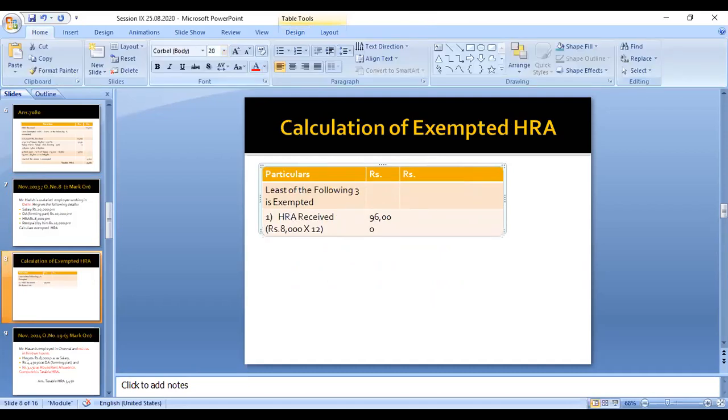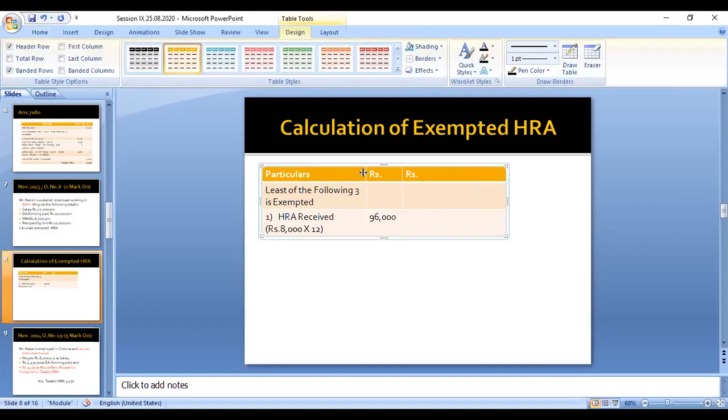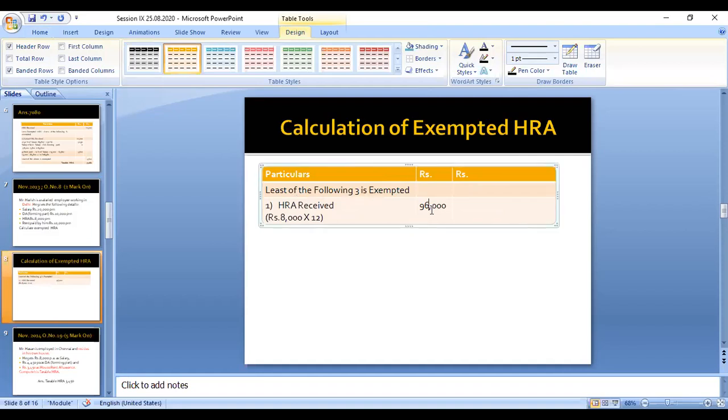Okay, that amount is 96,000. So 80,000 plus 16,000, 96,000. The first amount is calculated.